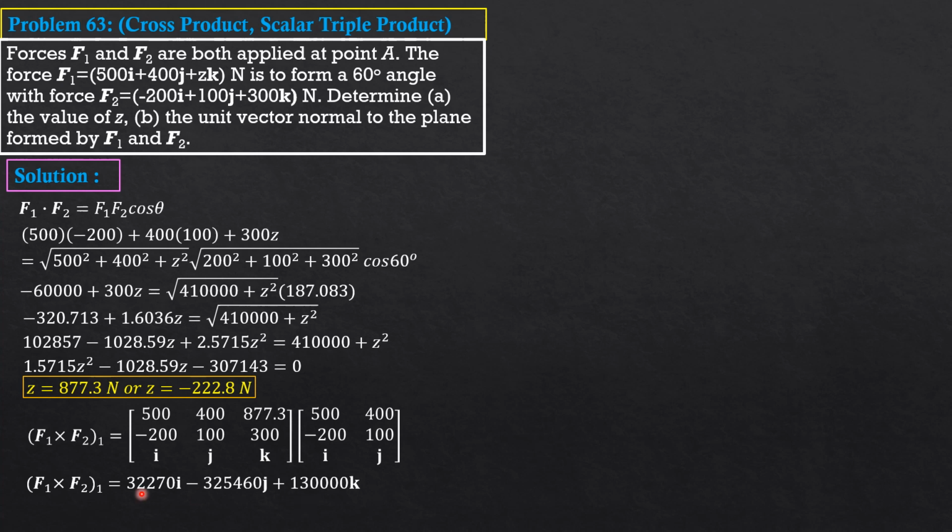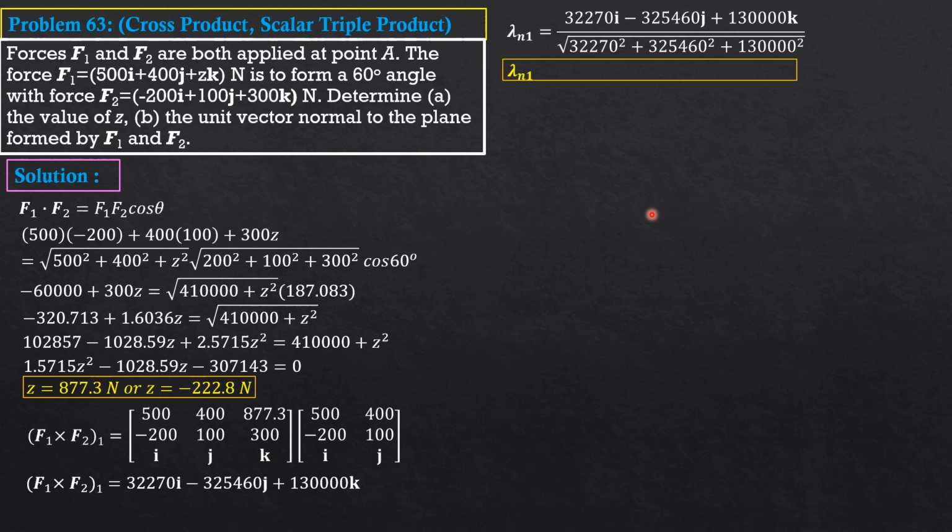So the unit normal vector, we simply divide this by the magnitude of that vector. So lambda n1 is 32270 I minus 325,460 J plus 130,000 K over square root of 32270 square plus 325,460 square plus 130,000 square. So it is 0.09169 I minus 0.9247 J plus 0.3694 K.